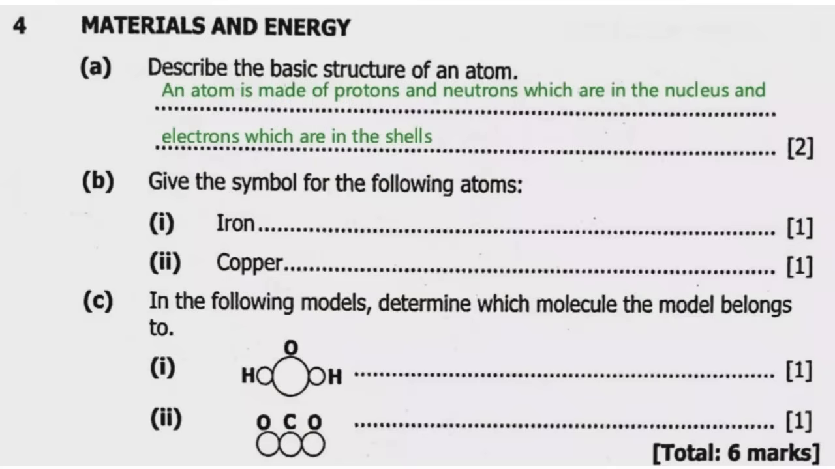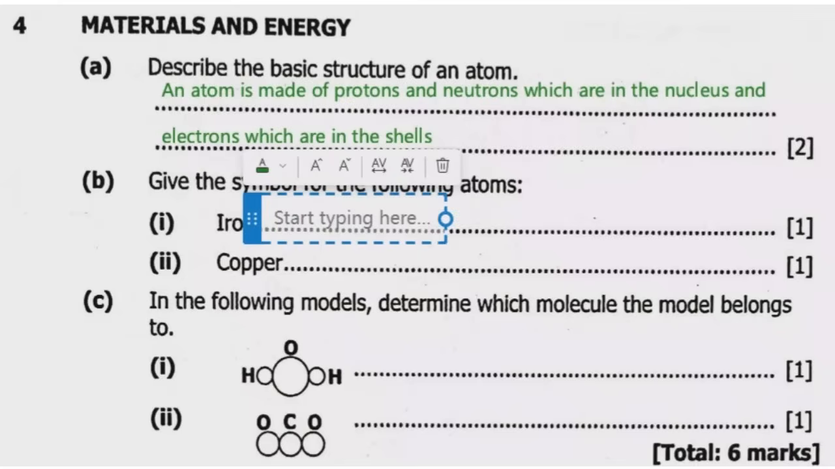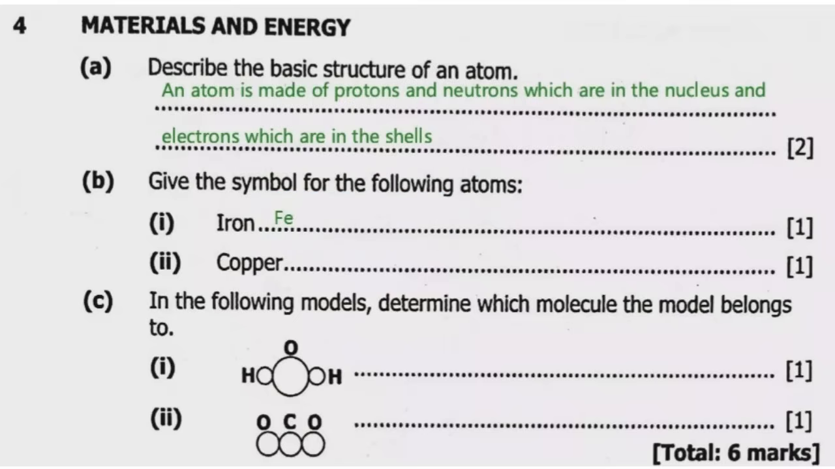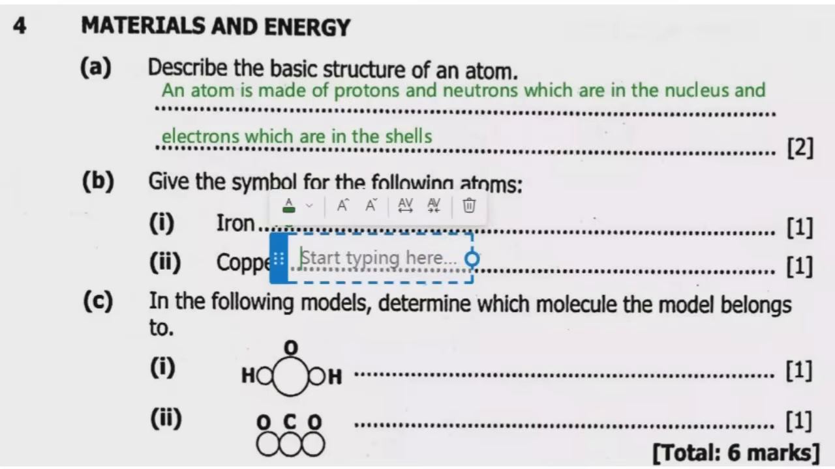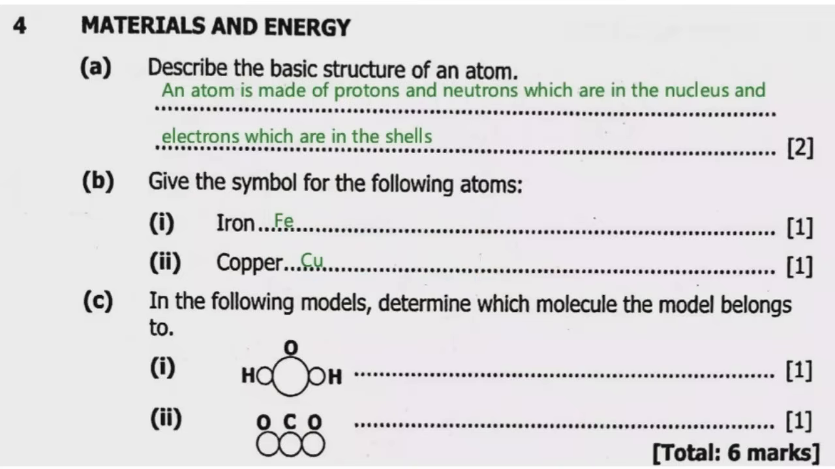Iron. The chemical symbol for iron is Fe, where F is a capital letter and e is a small letter, like that. That is the symbol for iron. Copper is Cu, where C is a capital letter and u is a small letter, like that. That is the symbol for copper.